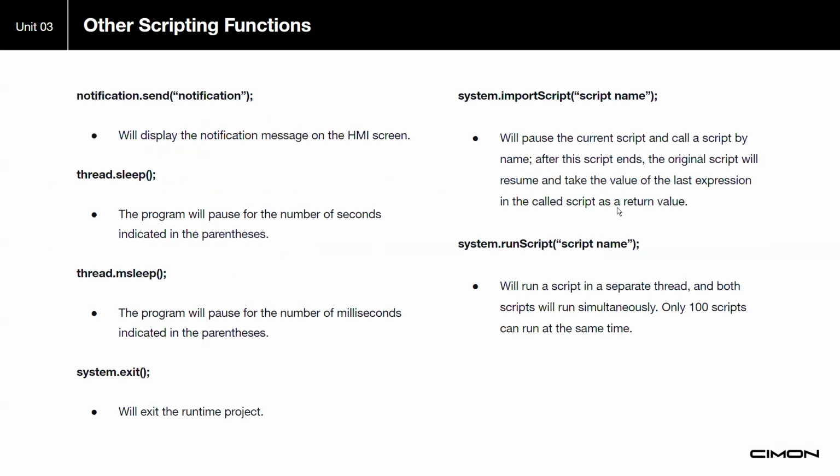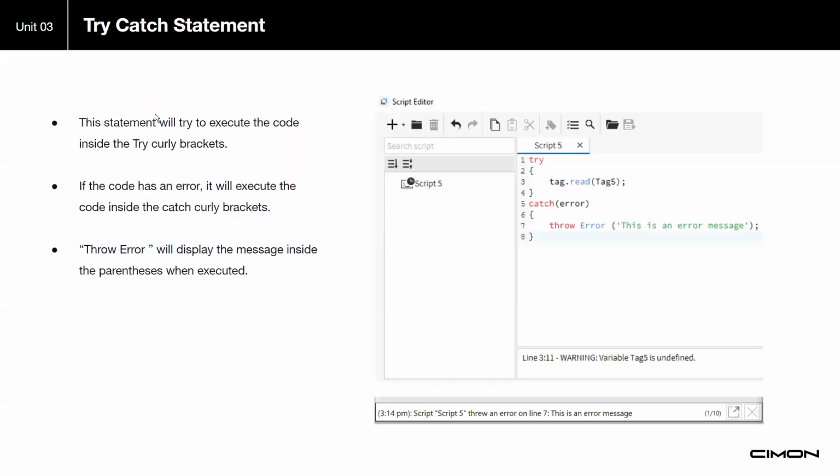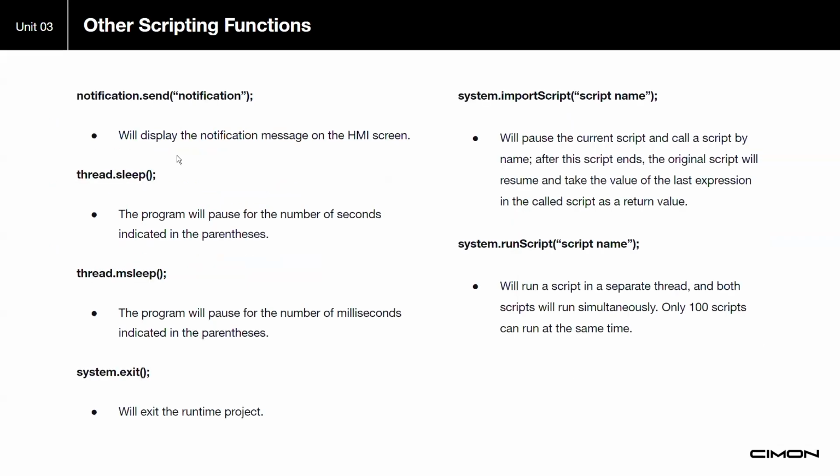We have other scripting functions, like I mentioned, built into Canvas, such as notification.send. That's the same type of notification that you saw on that last screen right here. You can just send that directly without it having to be an error. Thread.sleep, thread.msleep, which is for milliseconds. System.exit, this will exit runtime project as listed here. System.import script, this allows you to import scripts across your project, and then you can actually run another script through a script by doing system.runscript.